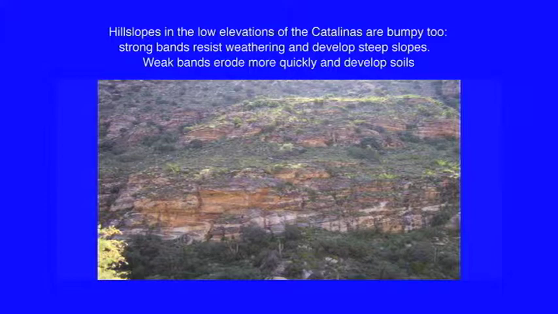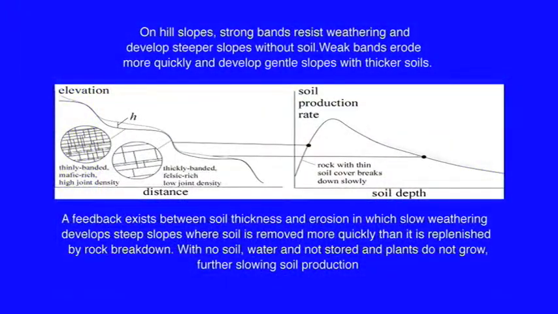The weak bands erode more quickly, and they develop a soil cover. So basically, there's a rate of soil production, and there's a rate of erosion. And the two things together in balance tell you whether you store soil. If the rate of soil production is high, you're going to store soil on these benches. And if the rate of soil production is low, you're going to get rid of all the soil that's there, and you're going to form a vertical cliff. The conceptual model here is that there's a relationship between soil production.